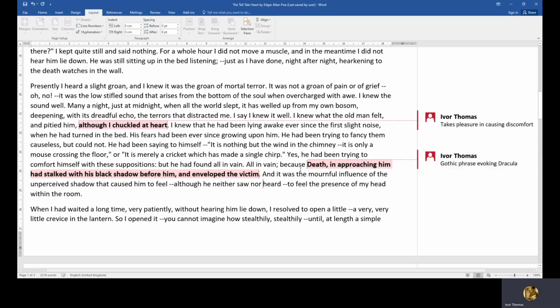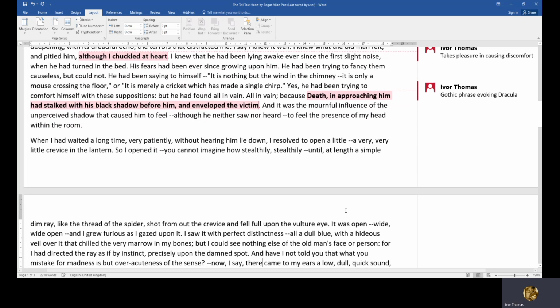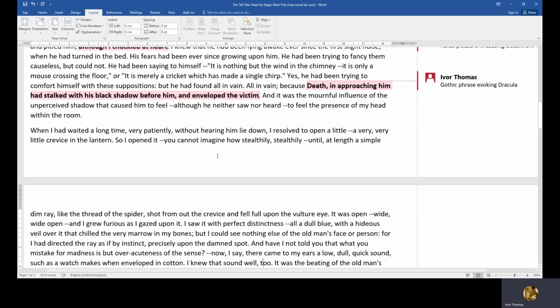Dracula's appearance, really. And it was the mournful influence of the unperceived shadow that caused him to feel, although he never saw nor heard, to feel the presence of my head within the room. When I waited a long time, very patiently, without hearing him lie down, I resolved to open a very little crevice in the lantern. So I opened it. You cannot imagine how stealthily.